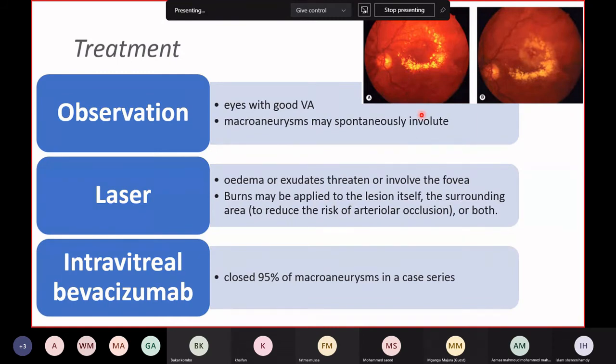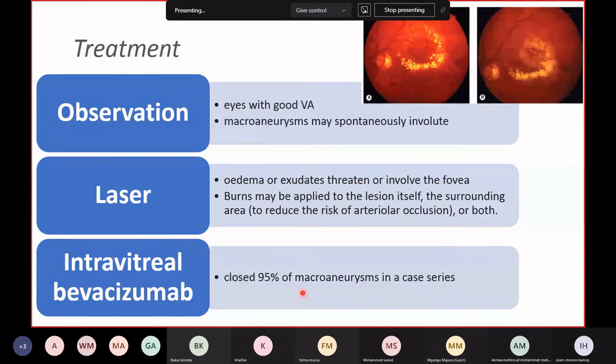If there is edema or exudate, we may apply some laser treatment around the macroaneurysm rather than directly over the macroaneurysm, because we have some fears or concerns that it may bleed if we treat it directly. So we go to treat around it, aiming at reduction of the edema and to induce spontaneous thrombosis of the macroaneurysm. Or we may give intravitreal anti-VEGF bevacizumab. There is a case series which reported that it helps to involute the macroaneurysm. Okay.